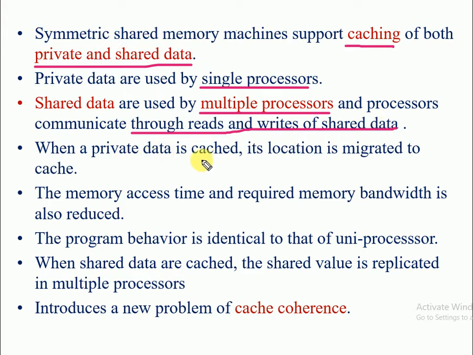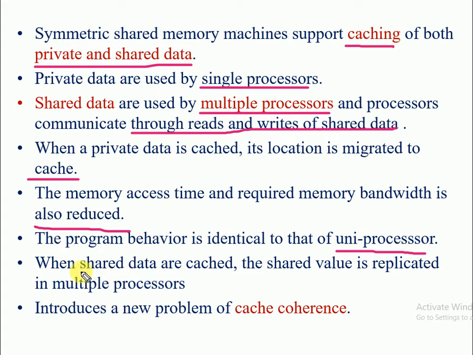When private data is cached, its location is migrated to the cache. So if there is some dealing with the private data, it is always there in the cache and there is no issue for the processor in accessing that particular private data. The memory access time and required memory bandwidth are also reduced if the private data stored in the cache can be accessed by the processor. So we can reduce the overall memory access time as well as the bandwidth. The program behavior is identical to that of a uniprocessor when private data is being utilized by a single processor.